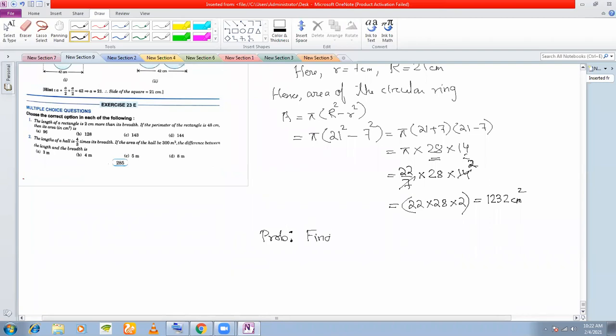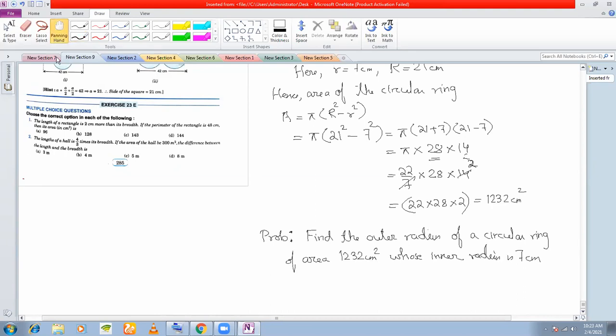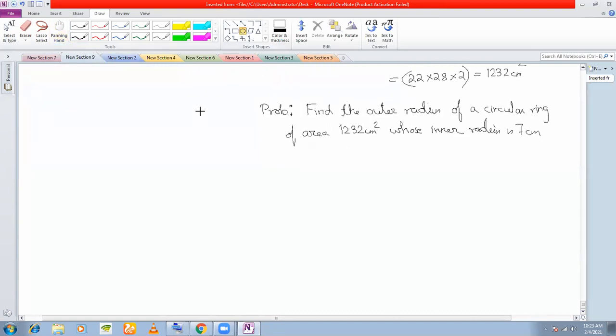Find the outer radius of a circular ring of area 1232 centimeters square whose inner radius is 7 centimeter. Okay, so no figure given. So you'll draw the figure, same figure that we had drawn.